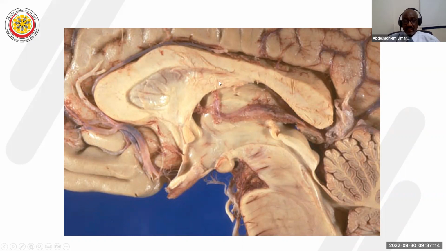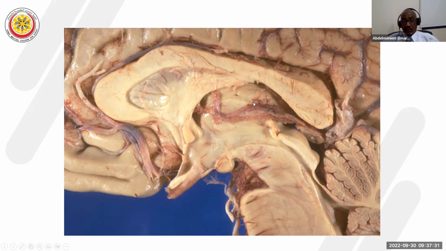Now, this is the third ventricle. Here you can very clearly see the supraoptic recess, the supra-infundibular recess, not chiasmatic, sorry for that. This is the supra-infundibular and the supraoptic.